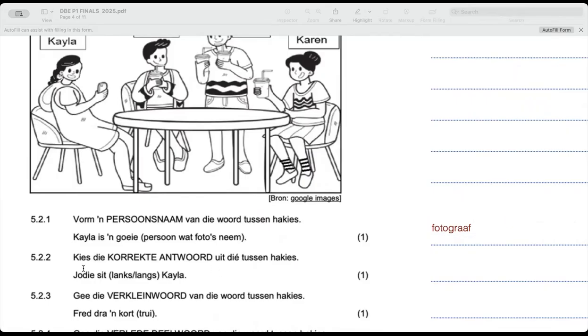"Gee die korrekte antwoord." Okay, so here they want you to choose, is it langs or lank? So the difference between langs and lank is there's no difference in the meaning. They both mean next to. The only difference is langs is an adverb and lank is an adjective.